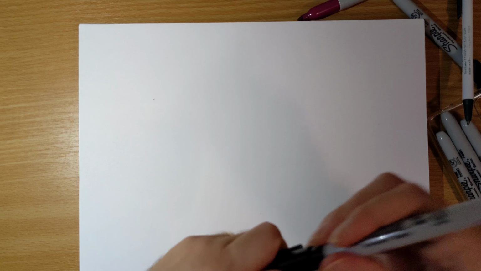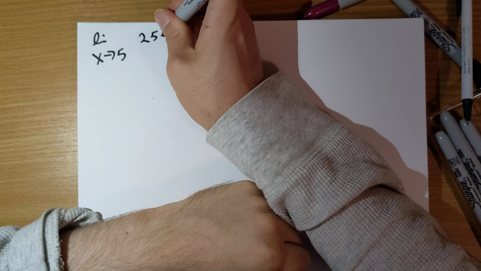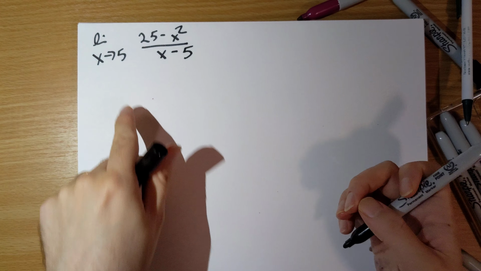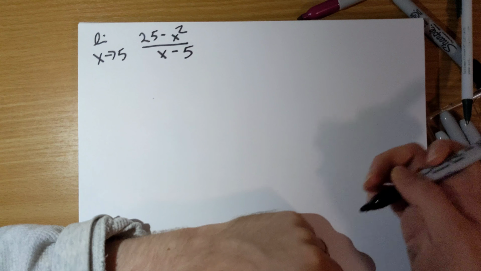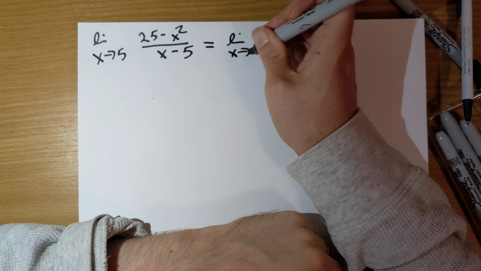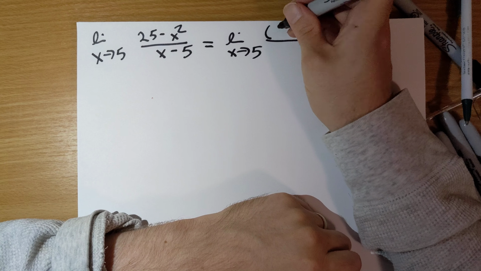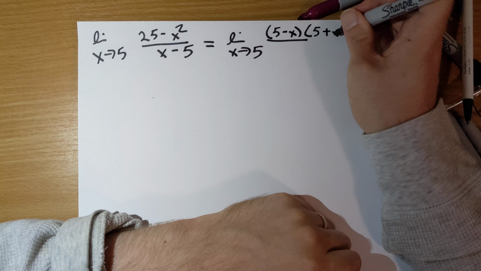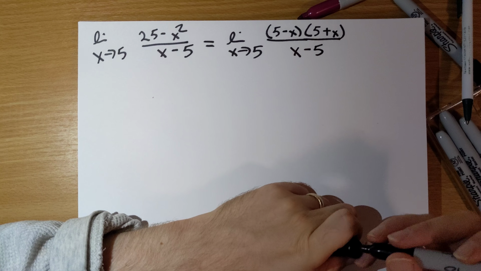Okay, problem number 30, another limit problem here. The limit as x goes to 5 of 25 minus x squared over x minus 5. When we plug in 5 upstairs, we get 25 minus 25, that's 0. We plug in 5 downstairs, 5 minus 5, that's also 0. Okay, so 0 over 0, we need to factor. The numerator factors as 5 minus x times 5 plus x, all that over x minus 5.